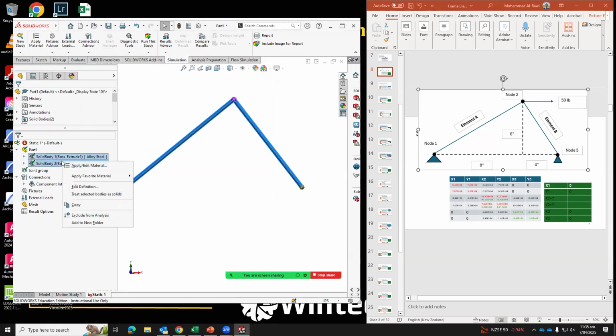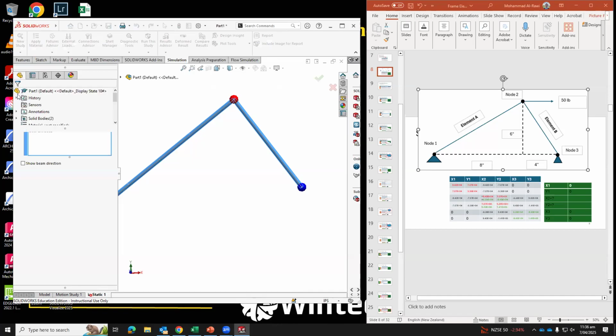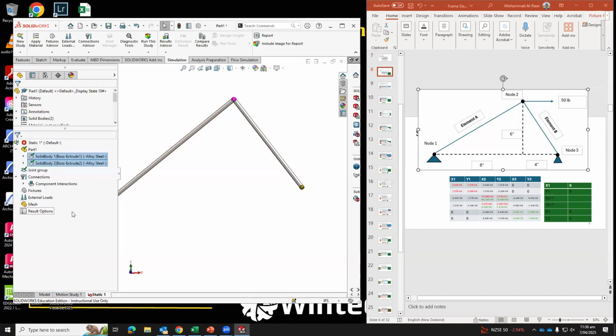Right-click on these 2. Edit definitions and change it to truss, because we're doing truss analysis, not a beam problem. That will understand. You remember from engineering mechanics when you did the truss analysis of the question? So re-edit this to treat them as a truss. And then you click OK. Do we need to do the beam direction when we did the truss analysis? One second. I don't think so.